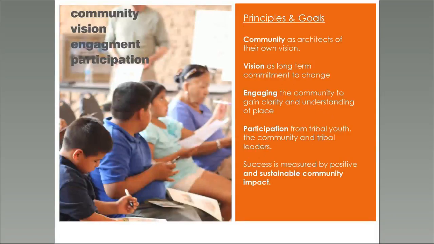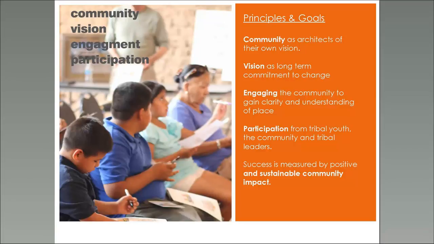And so these principles and goals that we've developed over the 3 years of the fellowship are community vision, engagement, and participation. Like I said, stepping out of the role as architect and leveraging the community's vision, and having them become the architect of their own vision. Then establishing a vision and making sure that it is a long-term commitment to change, and that the community really understands that long-term commitment, so that capacity hopefully stays within the community once the architect, the planner, or I leave the community.